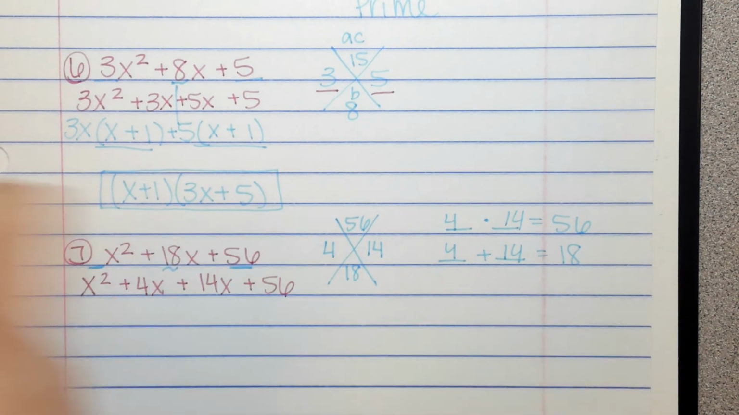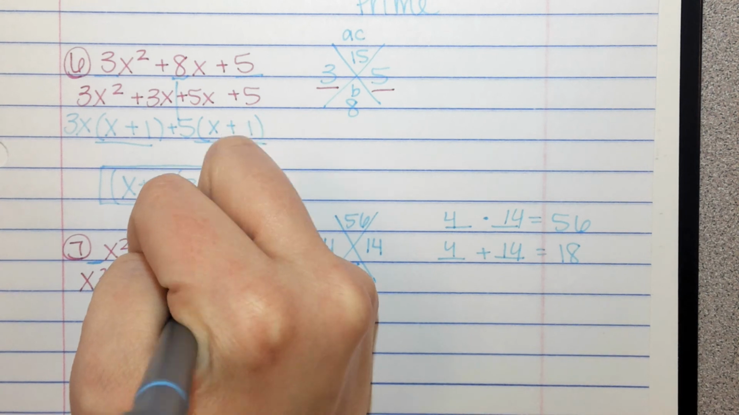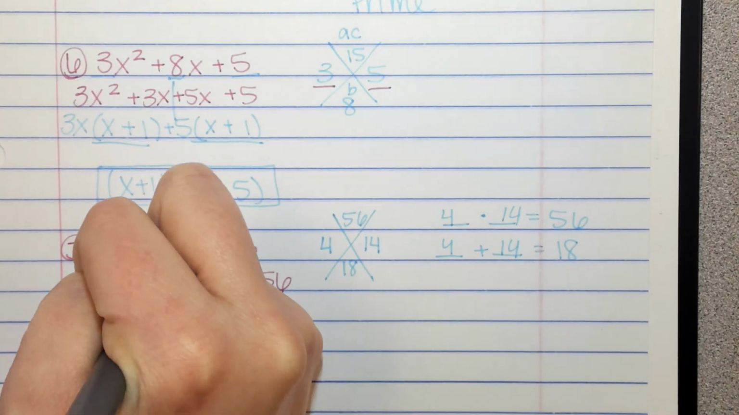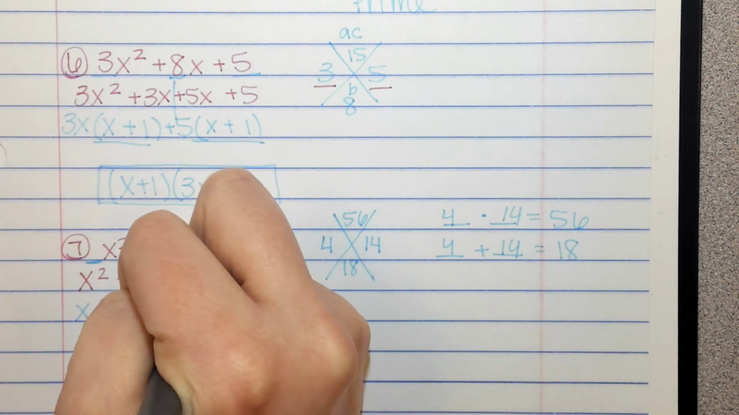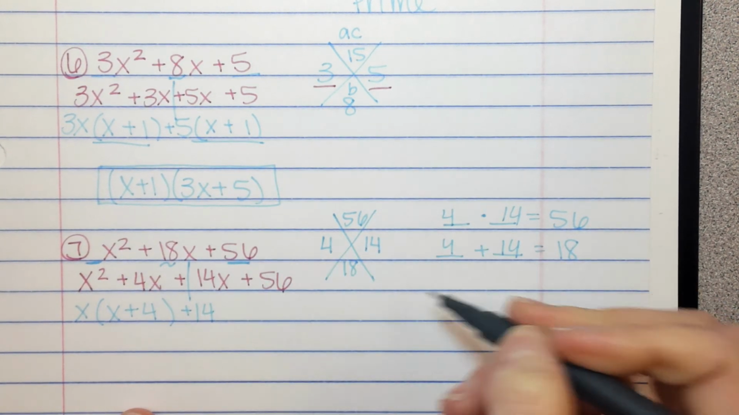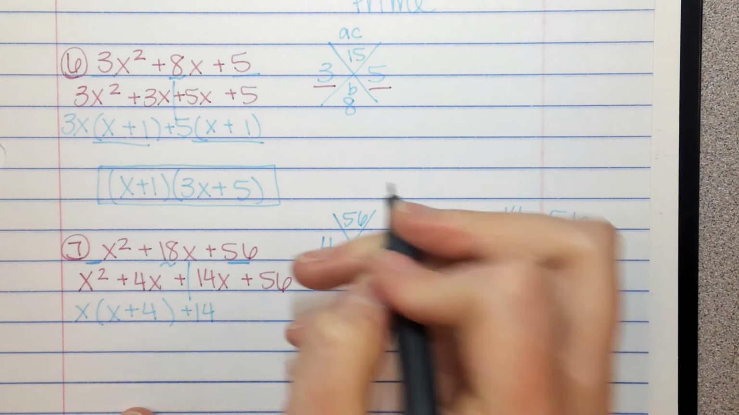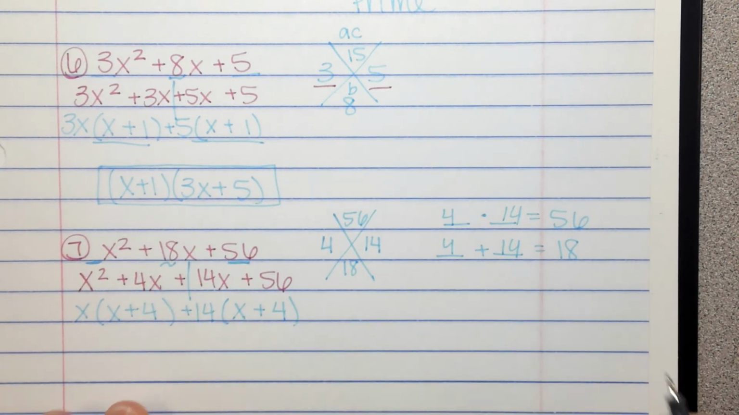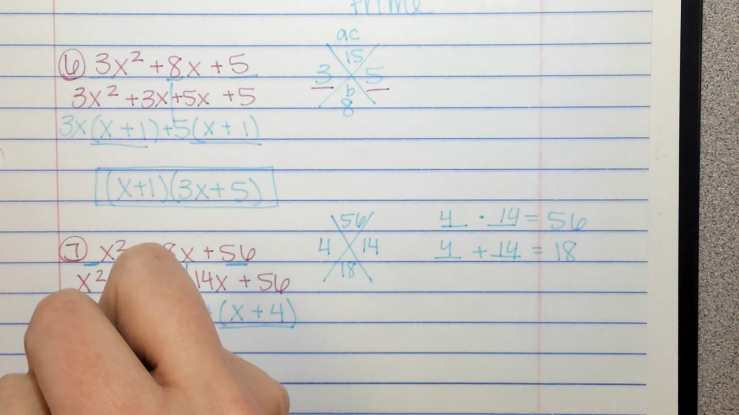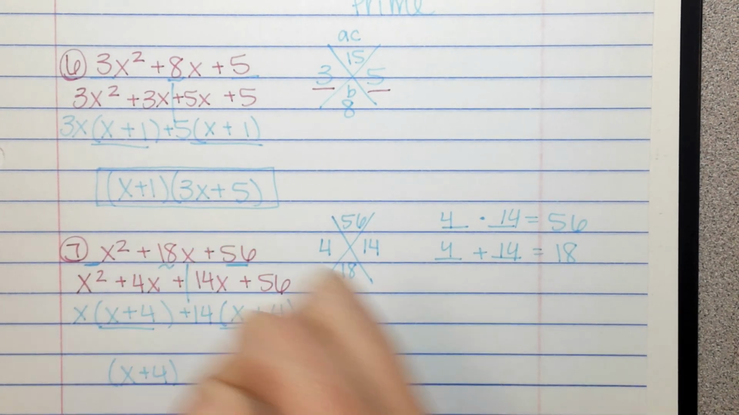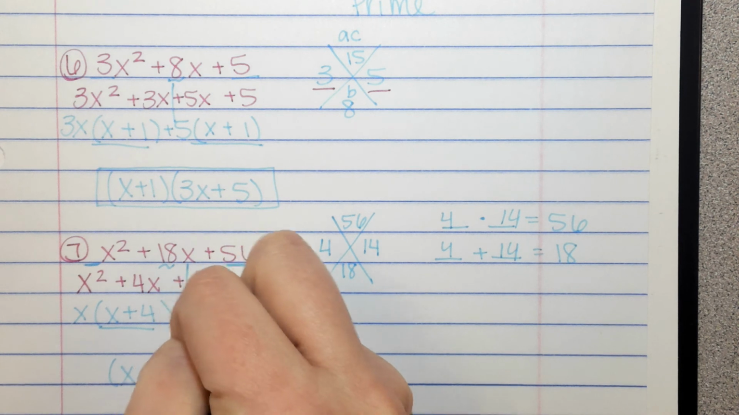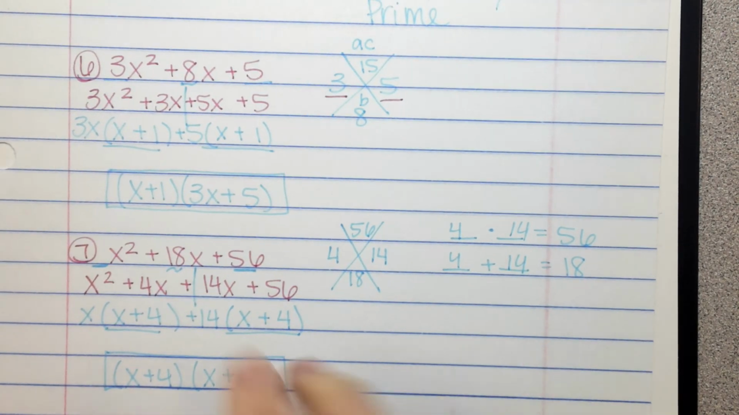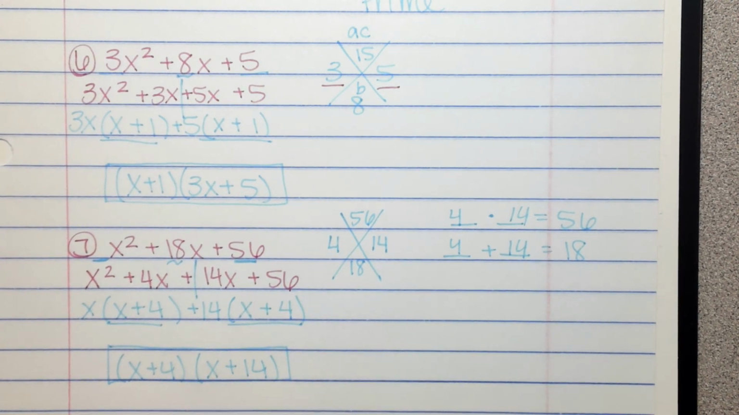Okay, now I can factor it by grouping. So out of the first half, I can bring out an x, so I'm left with x plus 4. On the other one, I can pull out a 14, because we know that 14 goes into 56, because we did that up here. So we have 14 and then x plus 4. Now our GCF is x plus 4, and we're left with x and positive 14. Okay, you do have a couple problems like this at the end of your Math Excel work.